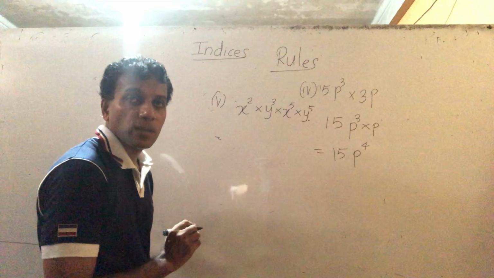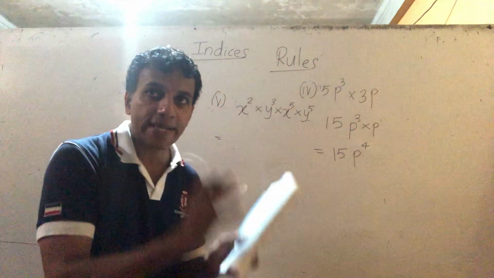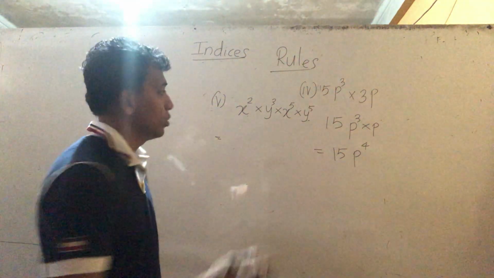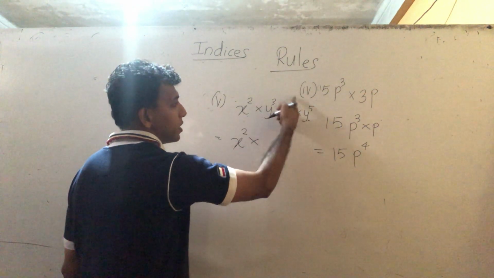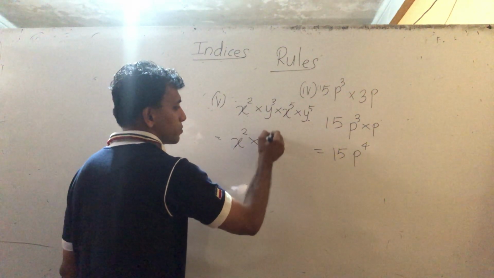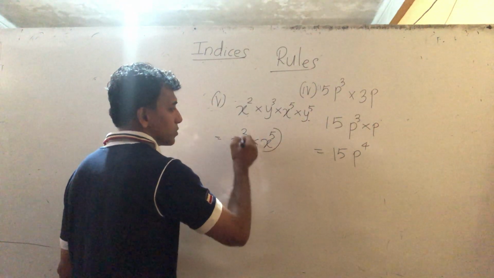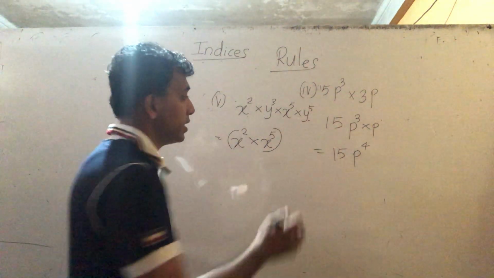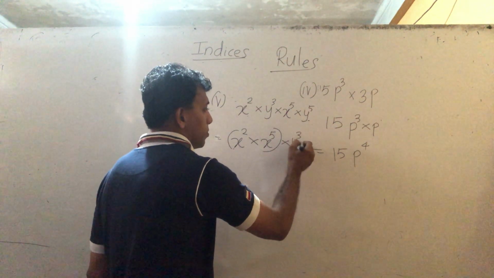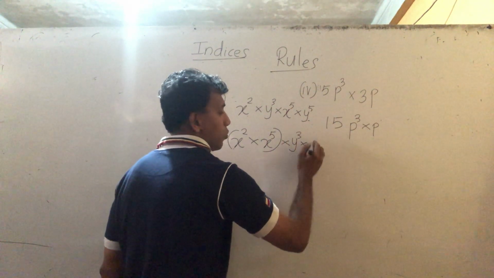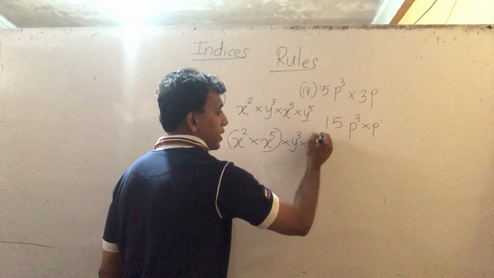So here I will rearrange it totally, x separately and y separately. So x squared multiplied by x to the power 5, and write the y separately, y to the power 3 multiplied by y to the power 5.